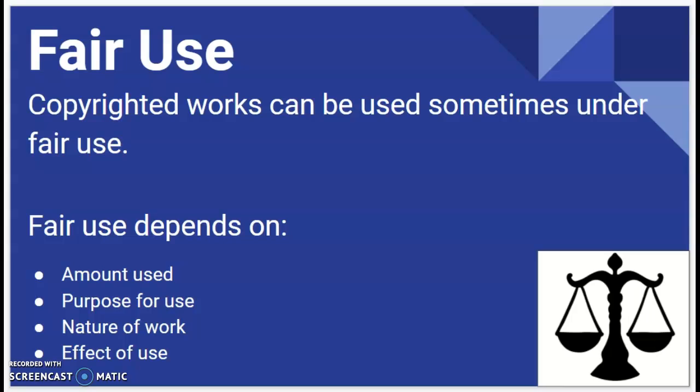Nature means what the work was created for originally. Was it created for a general audience or for entertainment? Is it published or unpublished? Effect means how your use will impact the creator's earnings. If you use this work, will it take away from the money they could be earning?